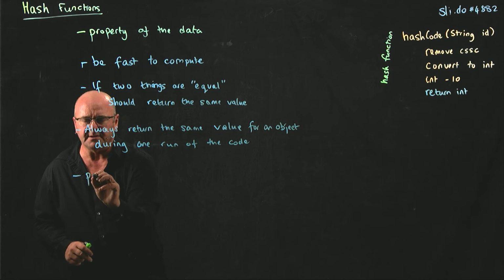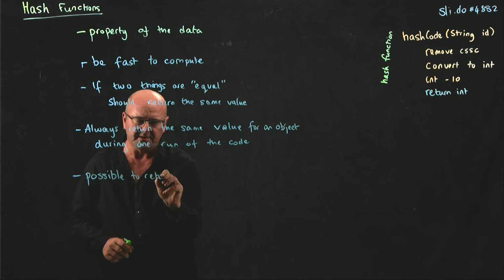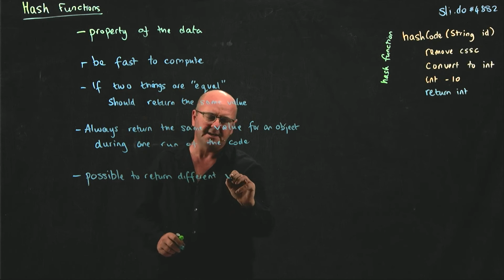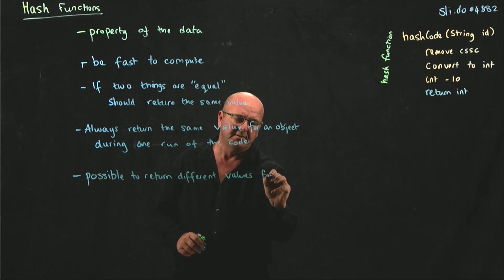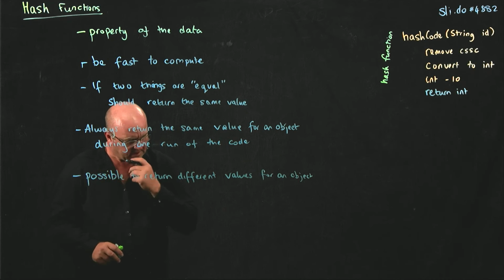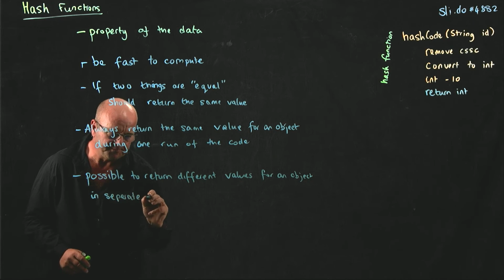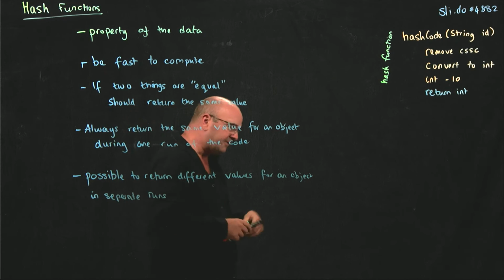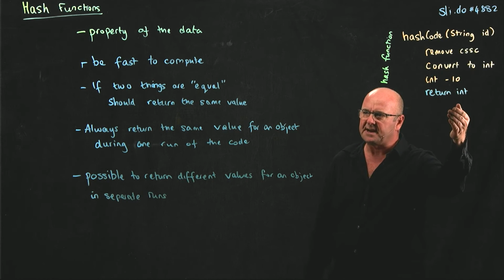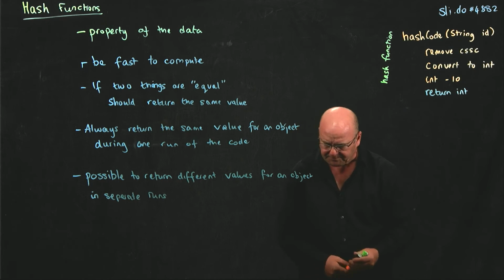I don't like this one. I don't necessarily agree with this one. But I'll explain where it comes from. It's possible to return different values for an object in separate runs. So if I run my code today, and I try and get a hash code associated with a value, and then I run it tomorrow, and then I run it next week, each of those could give me different values.